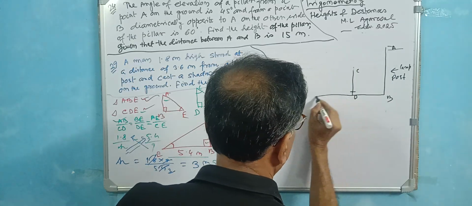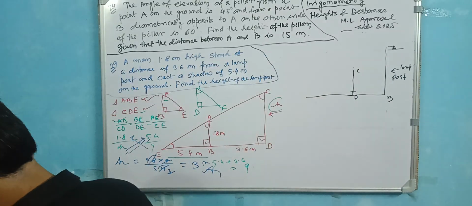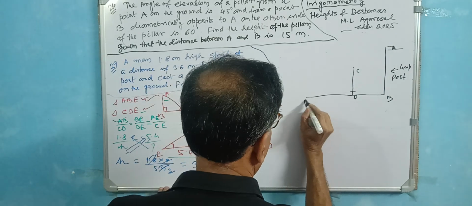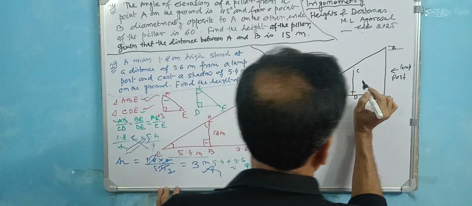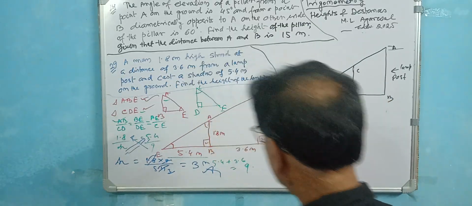And the shadow is from here. So this is actually F. If I draw it, no problem. The drawing is clear now.